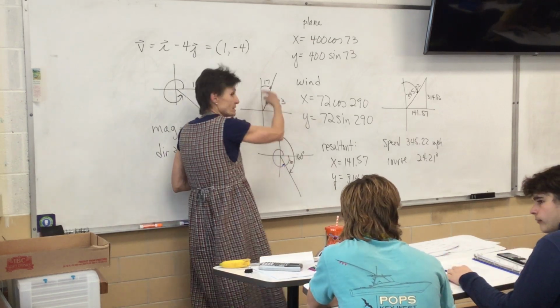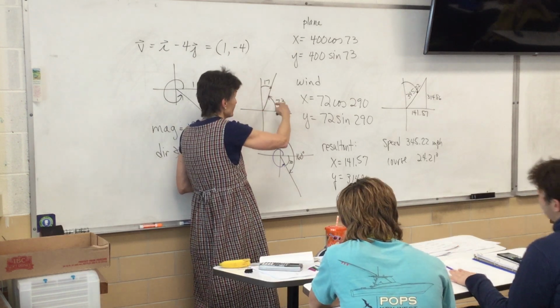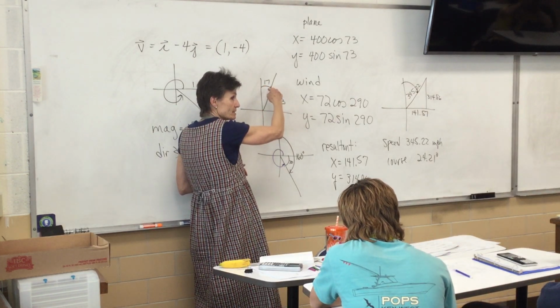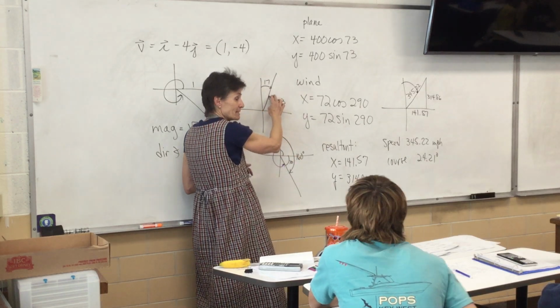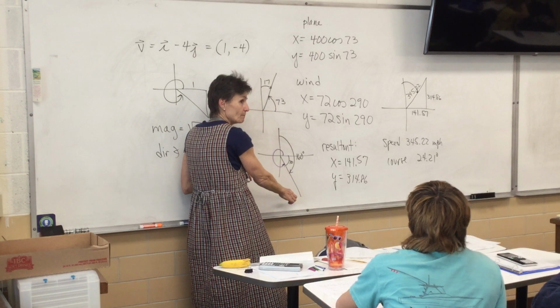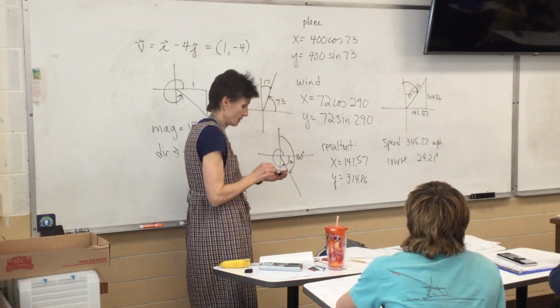So remember, this was the original airplane right here. So that was 17 degrees. Well, now he's pushed down to 24 degrees. Does that make sense since the wind is blowing this way? Sure, it's going to push him down.